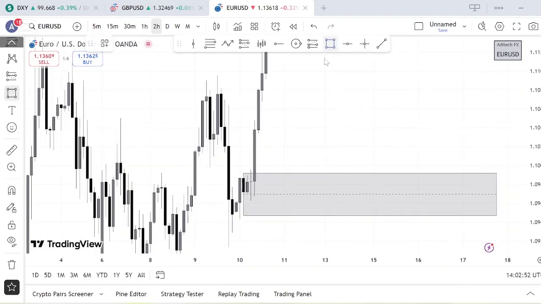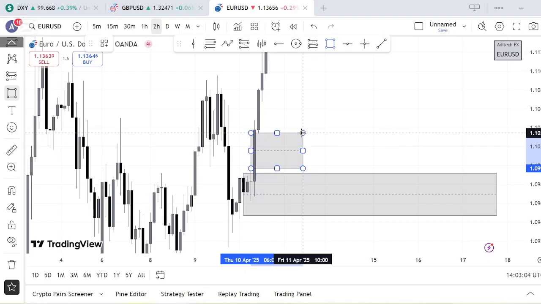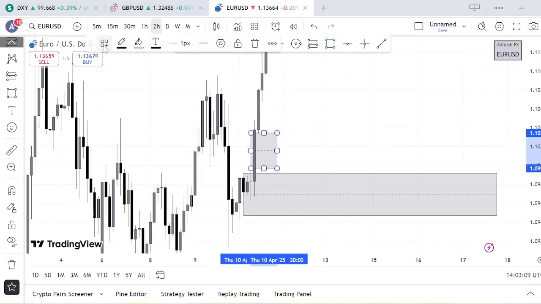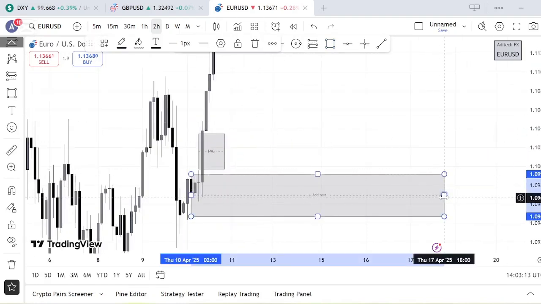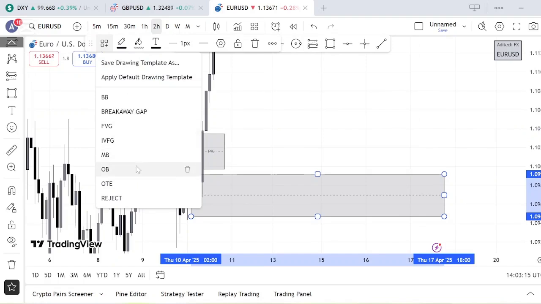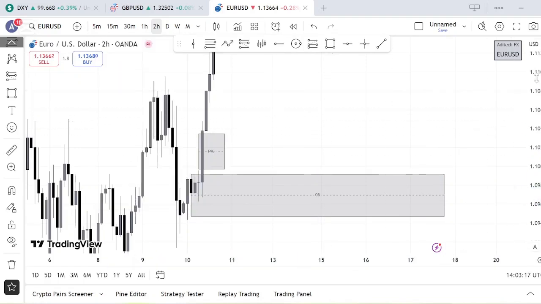Now, the gap between the first and the third candle is called imbalance, which is fair value gap, right? So you mark it from the high of this wick to the low of this wick. So it's called your imbalance, which is fair value gap, right? This is our fair value gap, and this is our order block. I hope guys understand, right?